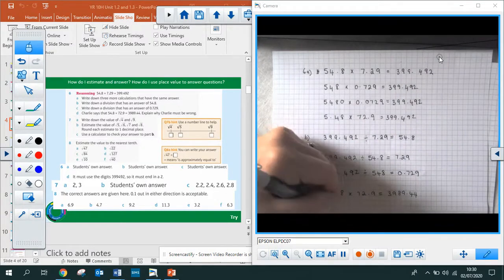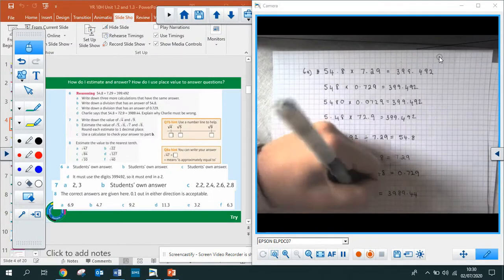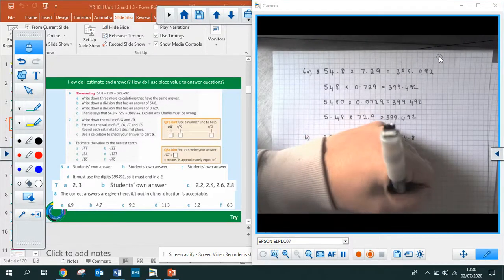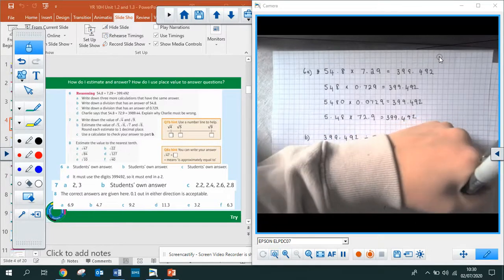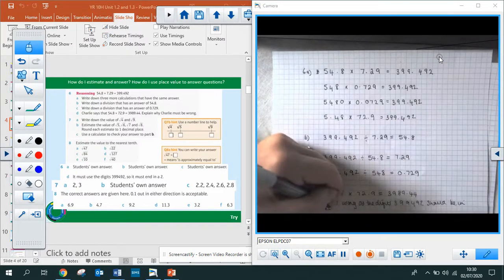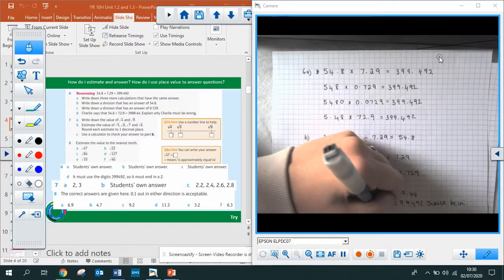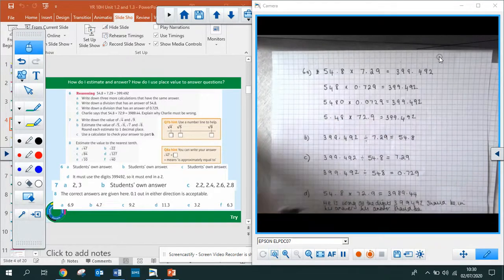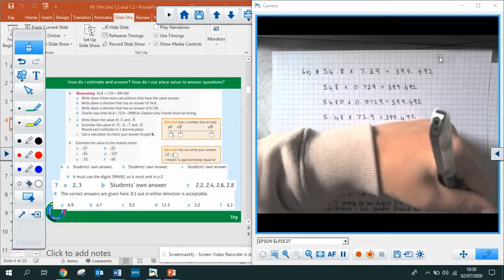So he is wrong as the digits 399492 should be in his answer, and then you can put his answer should be, and we said 10 times bigger, so 3,994.92 should be his answer.